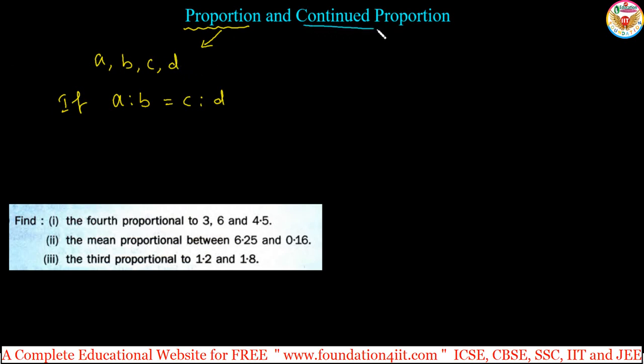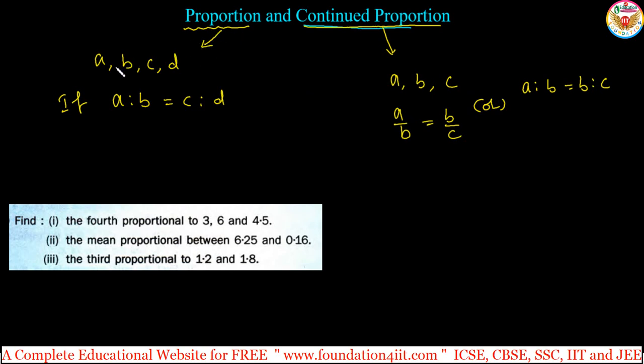And when you come to continued proportion, it involves only three non-zero quantities. A, B, C are said to be in continued proportion only if A by B is equal to B by C, or A is to B is exactly equal to B is to C. It means the first and second quantities' ratio is exactly equal to the second and third quantities' ratio. Right? If the ratio of the first to the second is the same as the ratio of the second to the third, this is the continued proportion. So these are the differences.